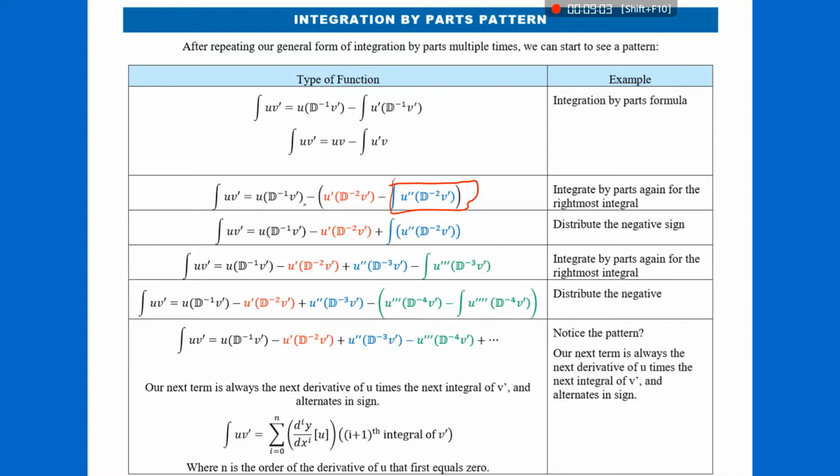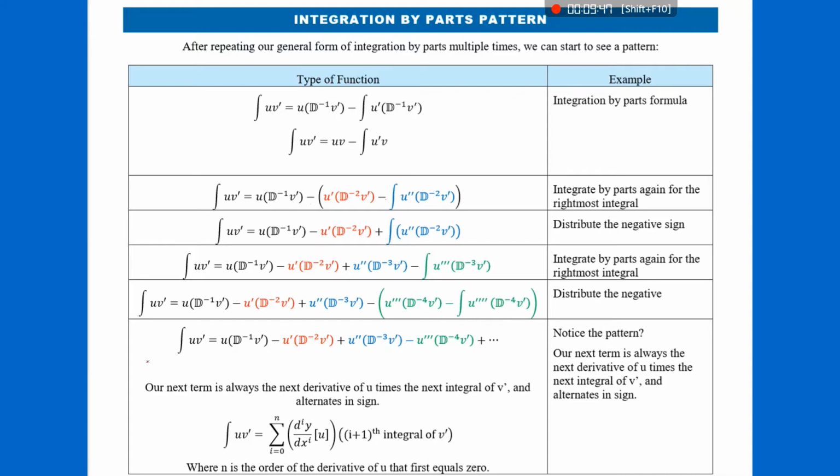I'm going to simplify really quick, so I'm going to subtract this first term. If I'm subtracting a negative, that will become a positive, so I'm left with this blue integral. If I wanted to integrate by parts again, I would end up with the u prime prime, the next integral of v prime, minus the integral of u prime prime prime, so that's my next derivative of u, times my next integral of v prime. You can kind of see the pattern, right? Every time I'm integrating by parts, I'm going to end up with another term, which is my next derivative of u, times the next integral of v prime.